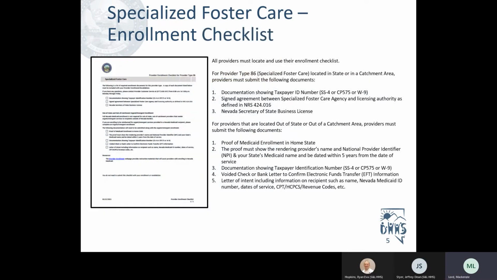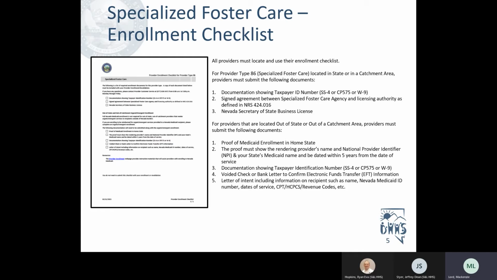Like I was just mentioning, we do have our enrollment checklists for each of our provider types, and this is going to tell you what it is that you need to submit with your enrollment application. So for provider type 86 specifically, we need documentation of your tax ID. That can be the SS-4, your W-9, whatever documentation that you have. We need the signed agreement between the Specialized Foster Care Agency and Licensing Authority, and that is defined in NRS if you need more information on that one.